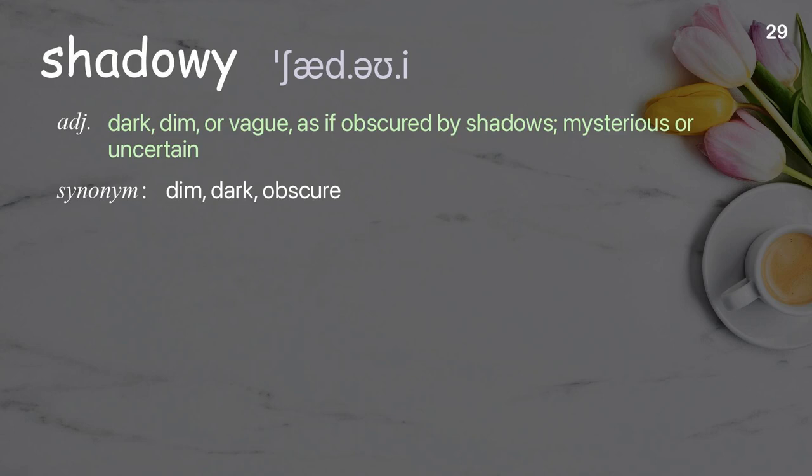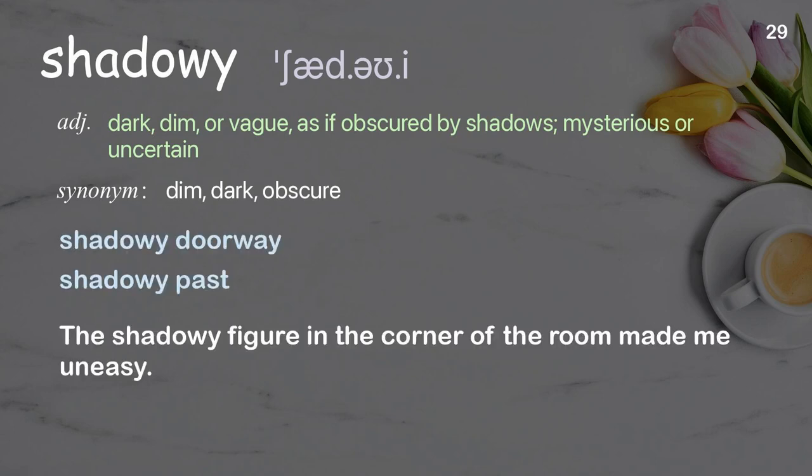Shadowy: dark, dim, or vague, as if obscured by shadows, mysterious or uncertain. Examples: shadowy doorway, shadowy past. The shadowy figure in the corner of the room made me uneasy.